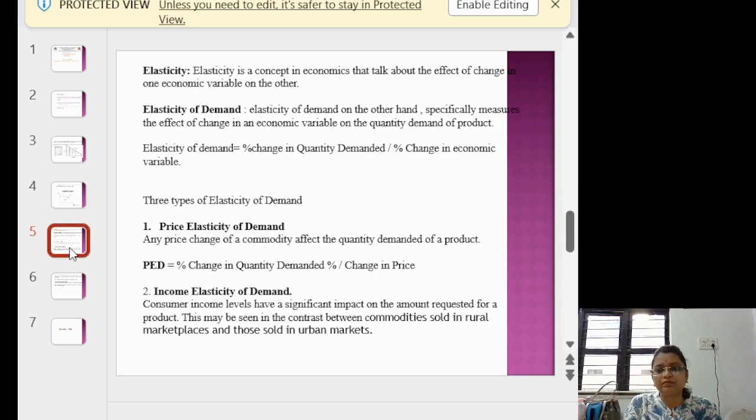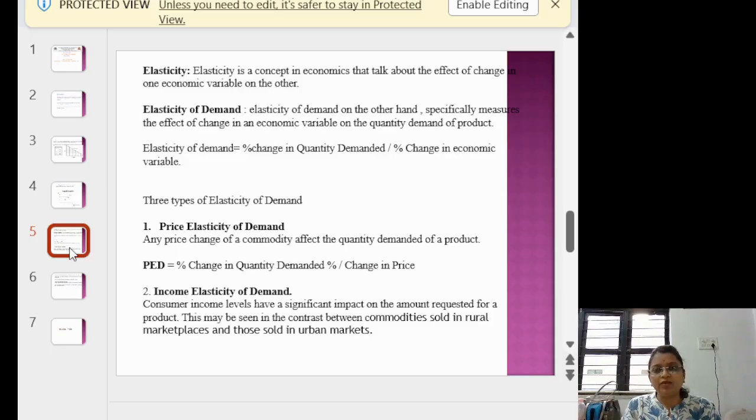Then elasticity. What do you mean by elasticity? Elasticity is a concept in economics that talks about the effect of change of one variable on another economic variable. Okay. What are the economic variables? There are two main economic variables, price and income. Okay. Then next point is elasticity of demand.